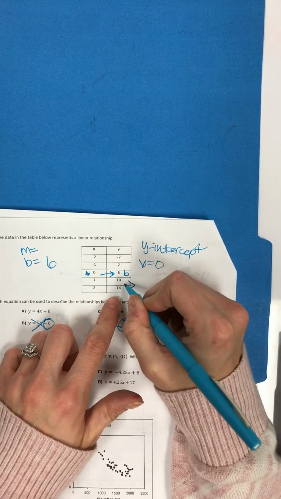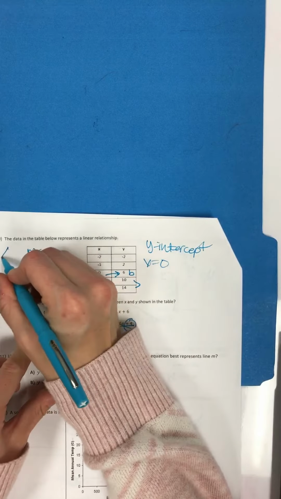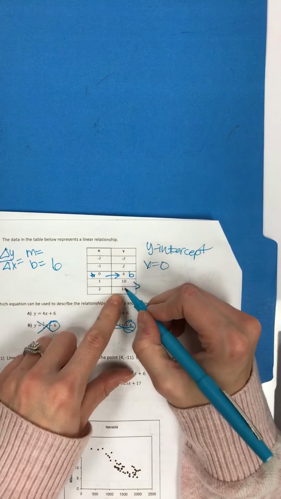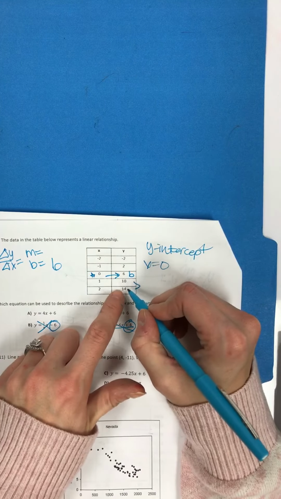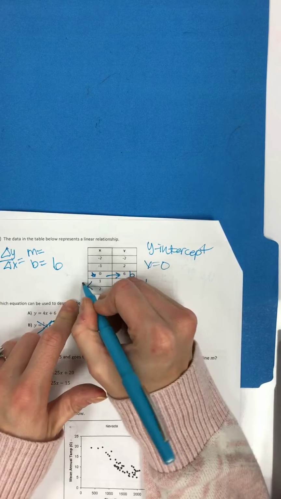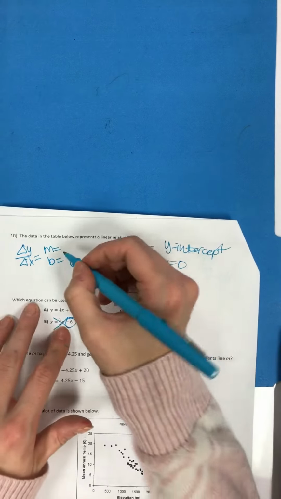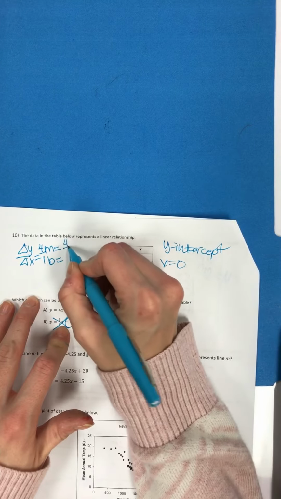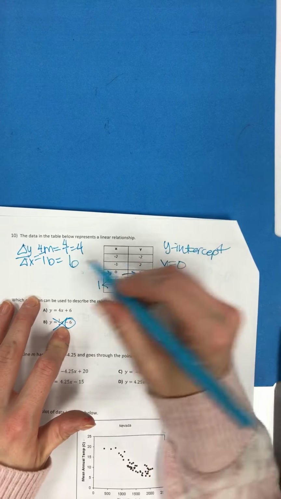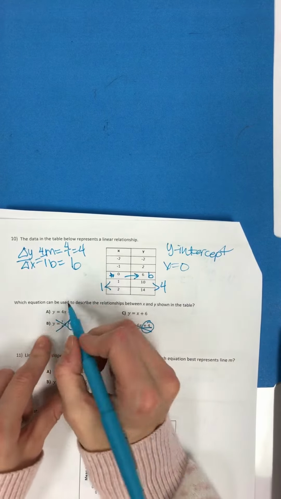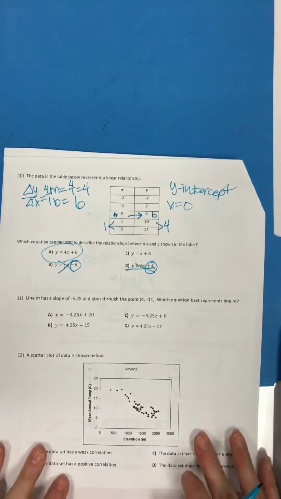So change in y for my m, change in y over change in x. If I take 14 minus 10, my change here is 4. If I take 2 minus 1, 1. So my change in y was 4, my change in x was 1. So that's my m, or my slope. We can reduce it down to just 4. Look at these answer choices. A, it's the only one that matches.